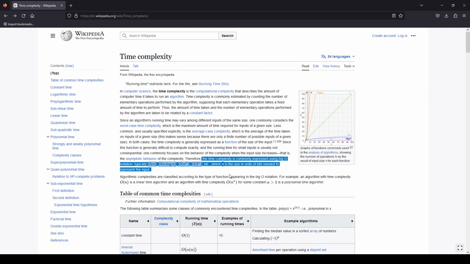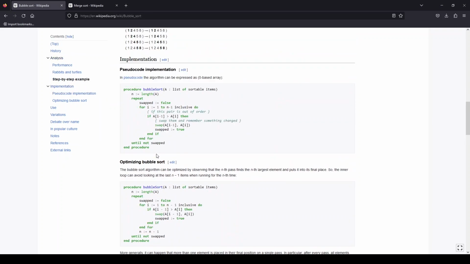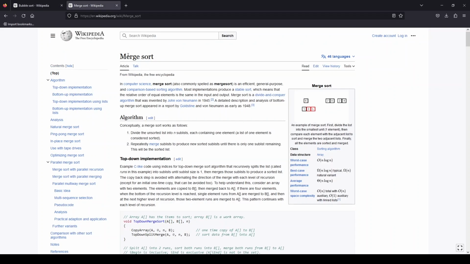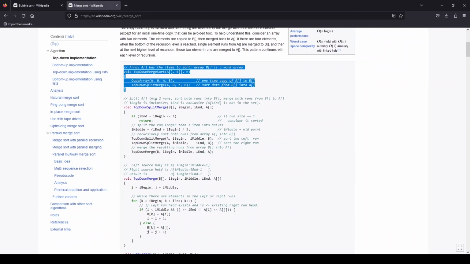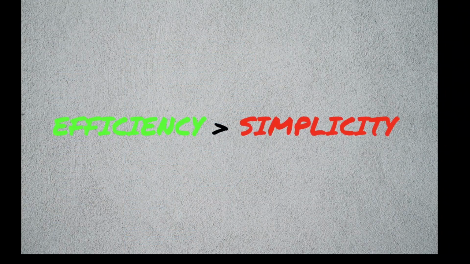Now, some sorting algorithms are more difficult than others to mentally process. While simple algorithms will be easy to mentally process, oftentimes they are less efficient than more complex ones. While this isn't always the case, it often is, and efficiency should always be valued more than simplicity.